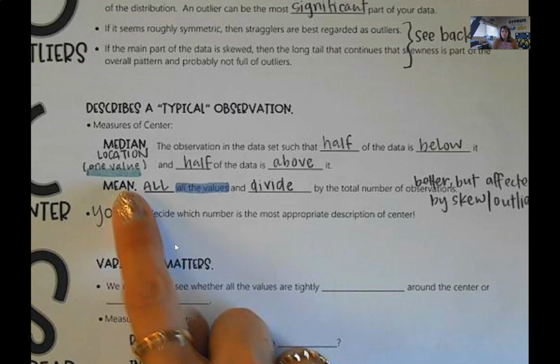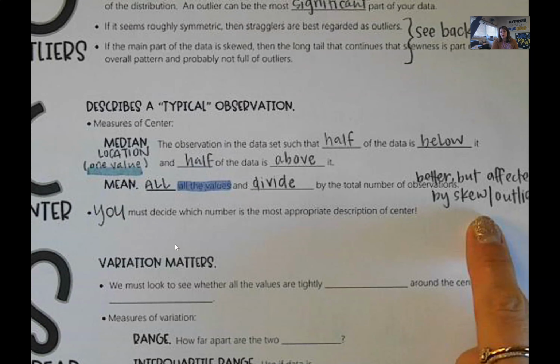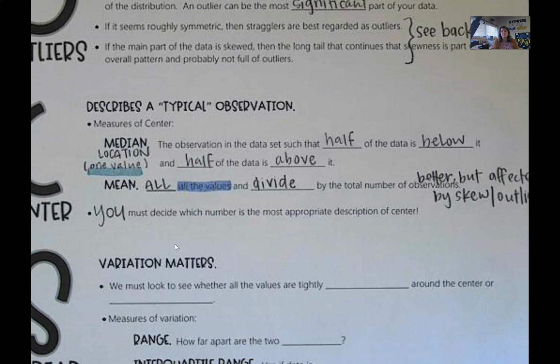The advantage to the mean is that it takes into consideration all of the data values. The disadvantage is if you have unusually large or small data values, it is going to distort your typical observation, or I should really say it's going to distort your mean so that it doesn't reflect the typical observation anymore.